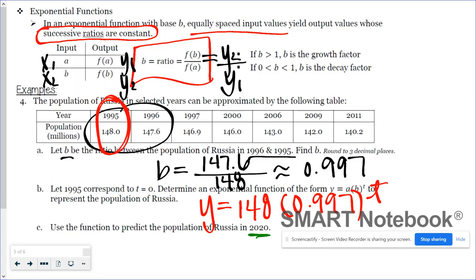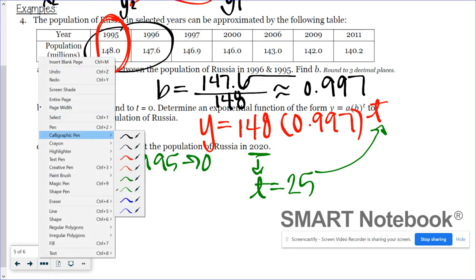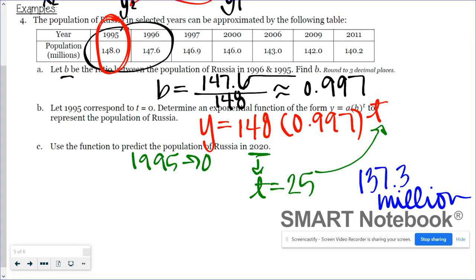Okay, well, 1995 was year 0. So 2020, what year is that? Yeah, 2020 would correspond to a t value of 25. So that's what I want to type in for t on my calculator when I go to figure out the population for Russia in the year 2020. And so I got 137.3. And remember, this is in terms of millions of people. So 137.3 million, that's the population of Russia in 2020.